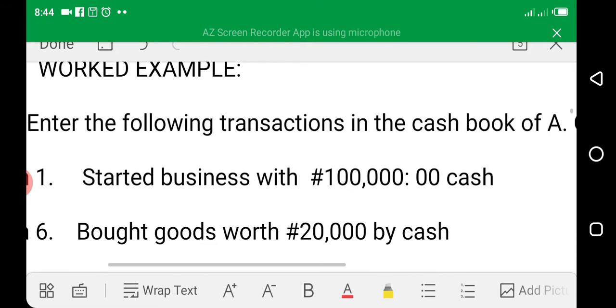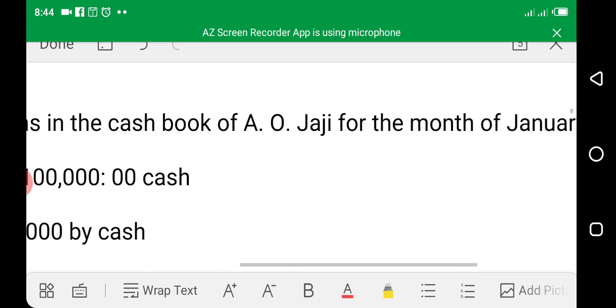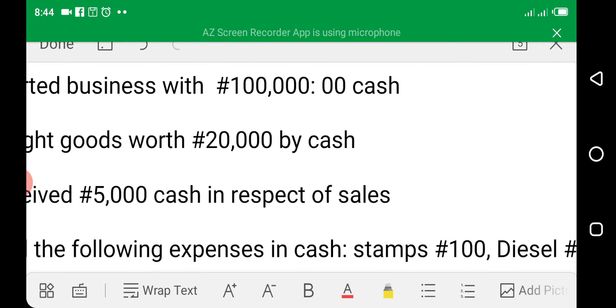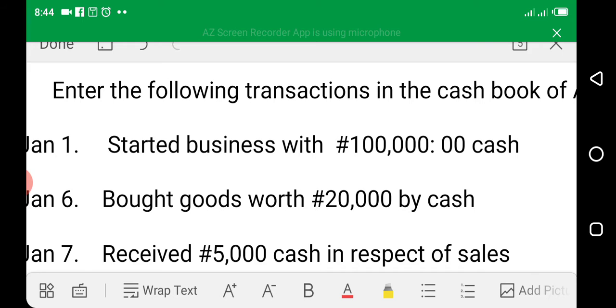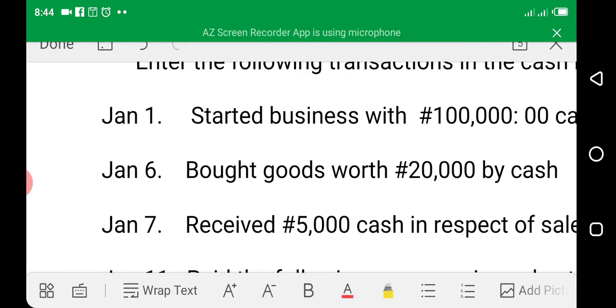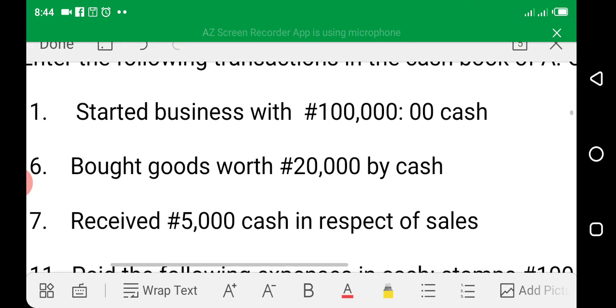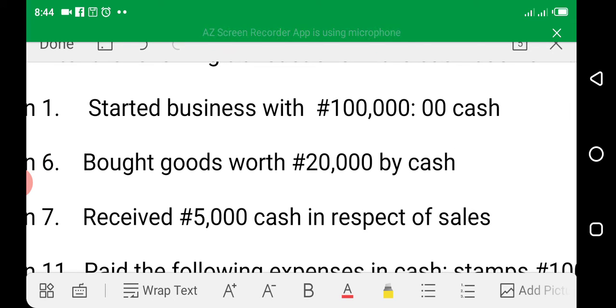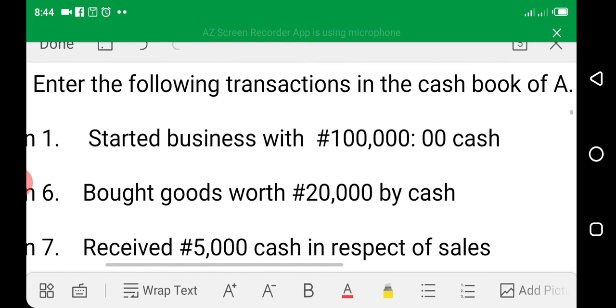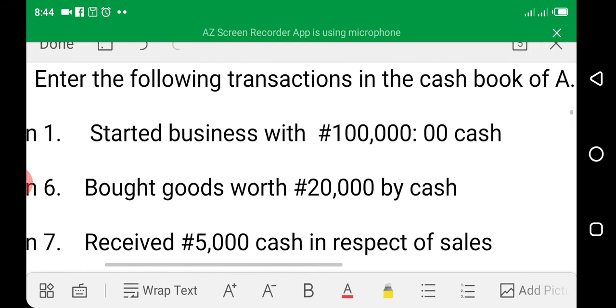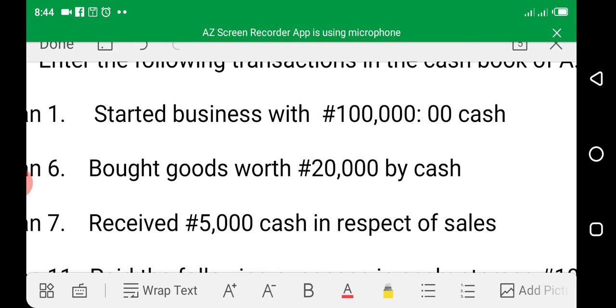Enter the following transactions in the cash book of A.O. Jaji for the month of January 2013. On January 1, he started business with 100,000 naira cash. We are going to give each transaction a description or interpretation by ourselves. As you've been taught in JS1, the amount used to start business is referred to as capital. So in this case, he started business with 100,000 naira cash, which is the capital for A.O.